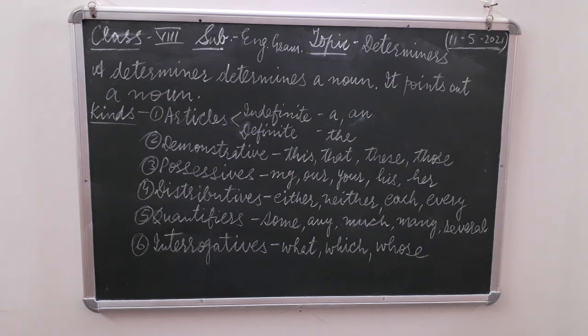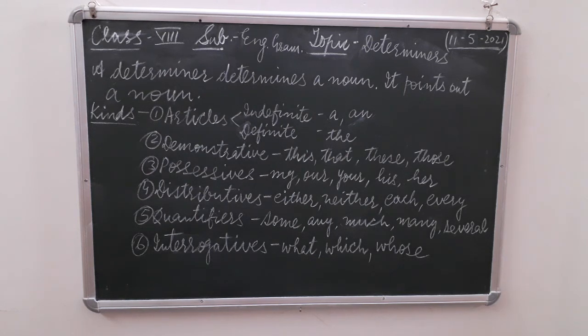Next, article the is also used before a common noun when it represents the whole class. For example, the dog is a faithful animal. If I say the dog, it means that we are referring to all dogs. One more example, the cow feeds on grass. So it means all the cows, the cow. So before common nouns, when they represent the whole class, we use article the.